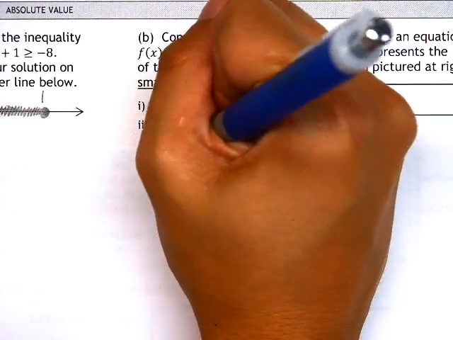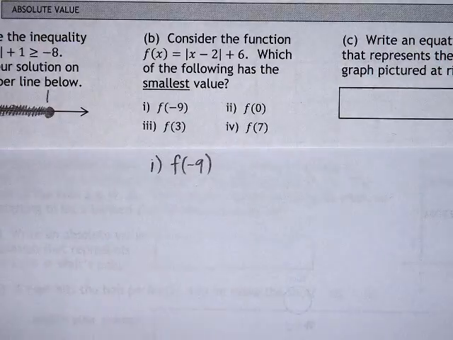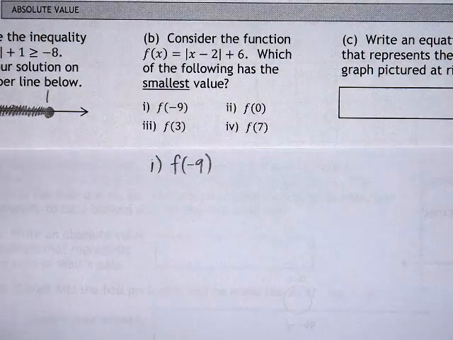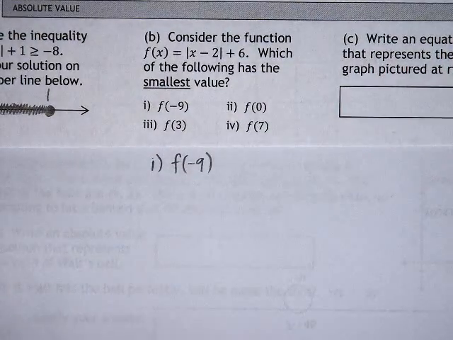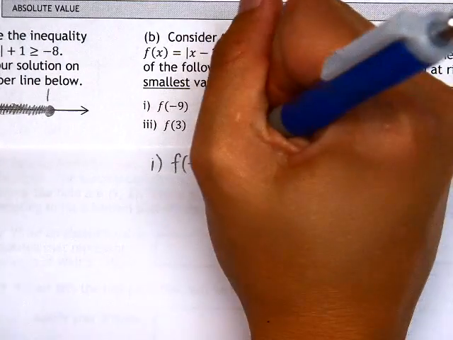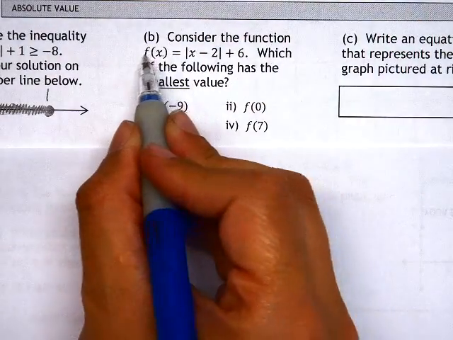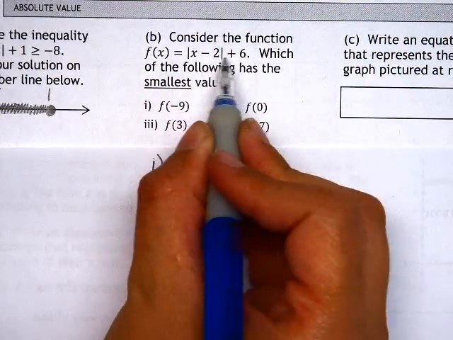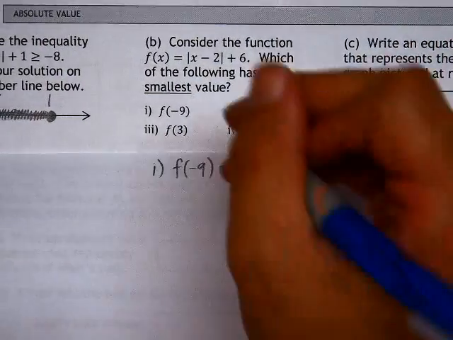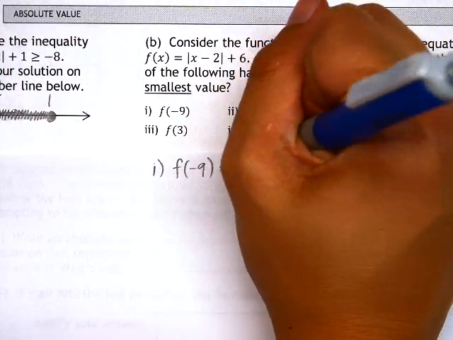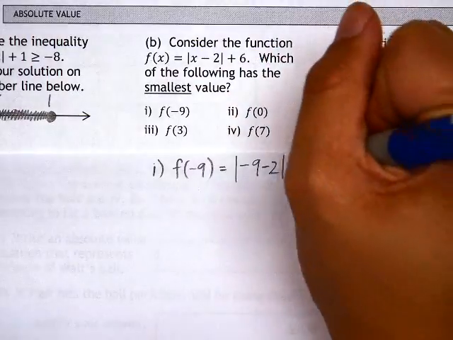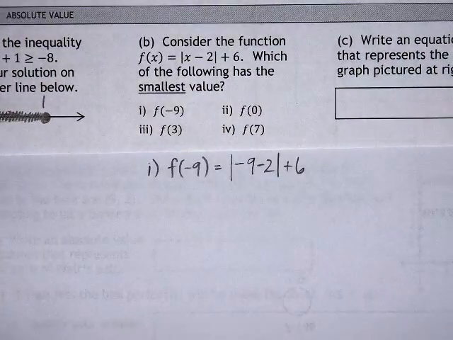The first one is f of -9, which means we're going to plug -9 into the function and see what comes out. Again, remember that when you're plugging into the function, it really doesn't matter what's happening on the left. It's that right-hand side where the actual math is happening. So we're going to plug into the bars -9 minus 2 and then plus 6 afterwards.